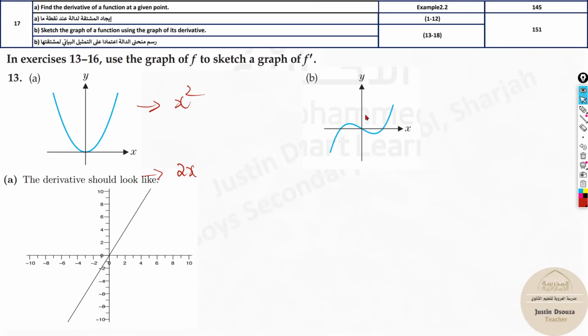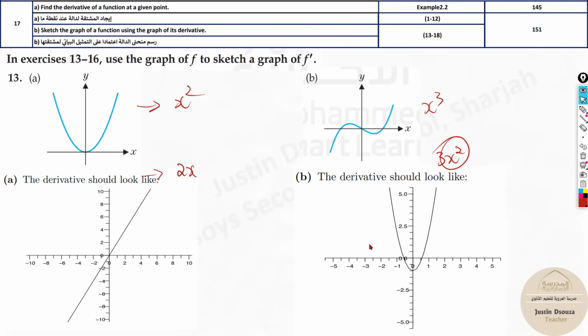Now what is this graph? This is a cubic graph, right? X cube. The answer when I derive it will be 3x squared. Just see the function over here. It should be a quadratic. It must be a quadratic graph, a parabola. That's true. Just let's go to the other ones also.